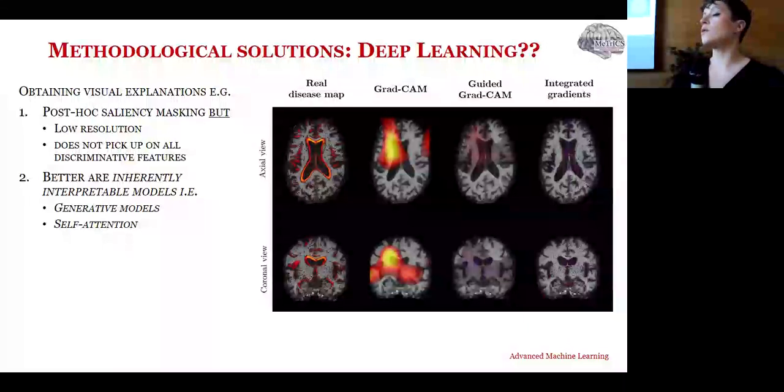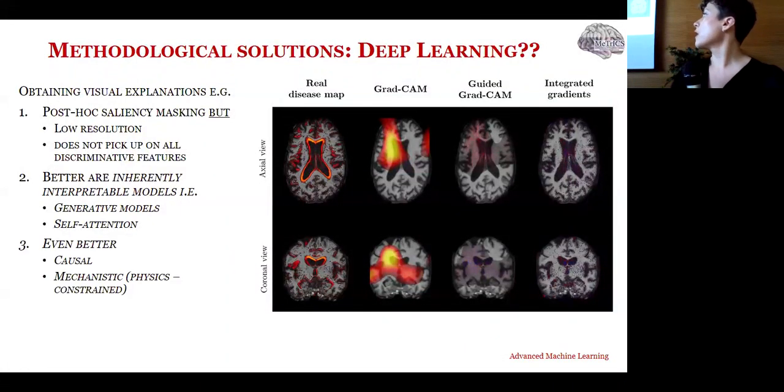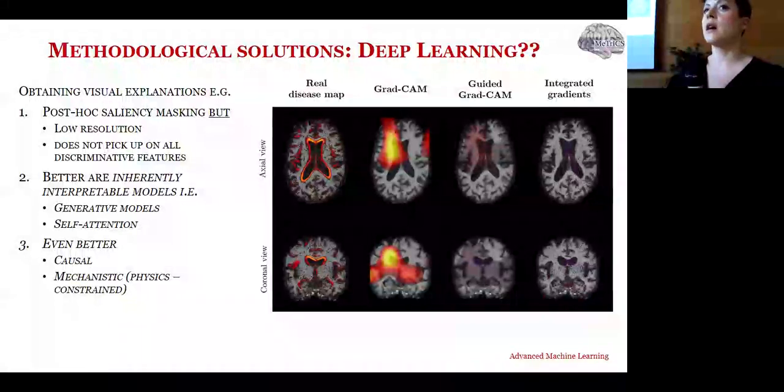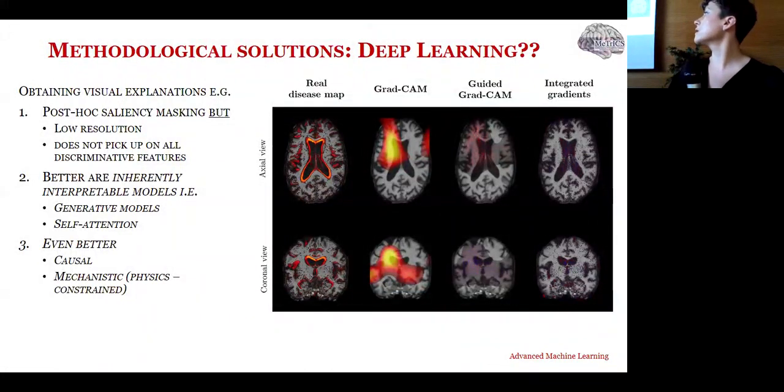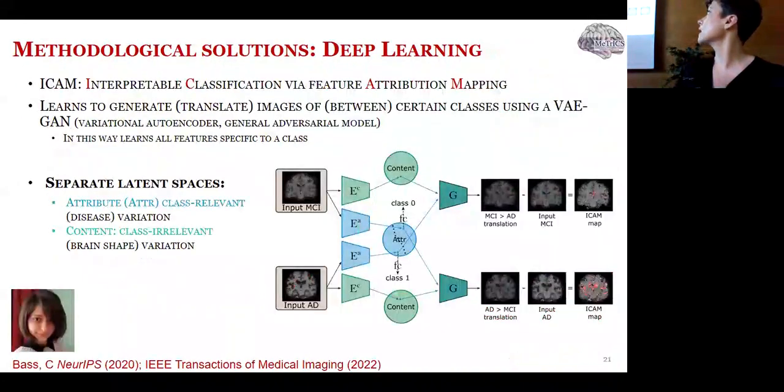Better are generative models or conditional generative models that will give you an explanation for a specific class, or use of self-attention models from transformers, or even better, models that are built to offer a causal explanation of which particular properties of an image are predictive of a particular disease type, for example, or to build learning-driven but physics-constrained models. So I'll talk about all of these as quickly as I can.